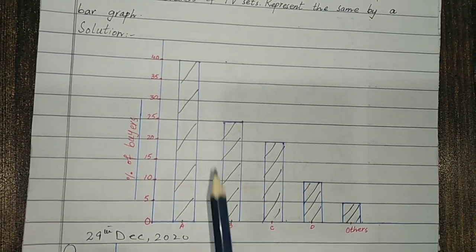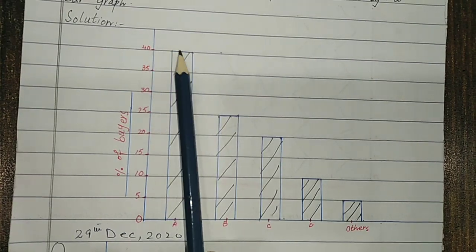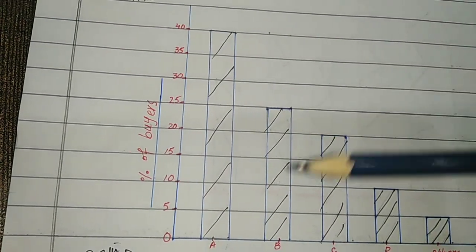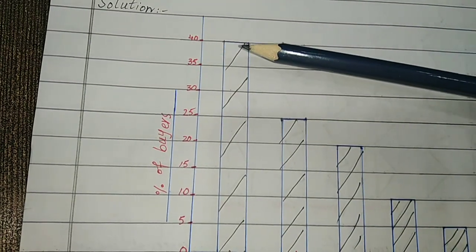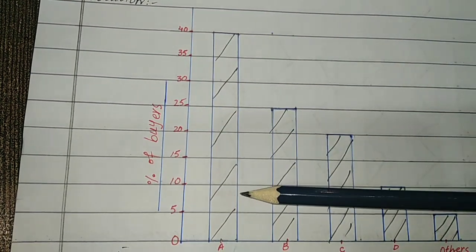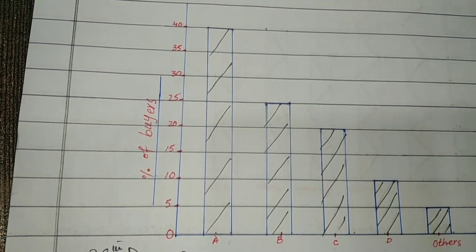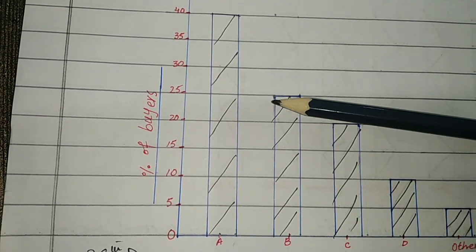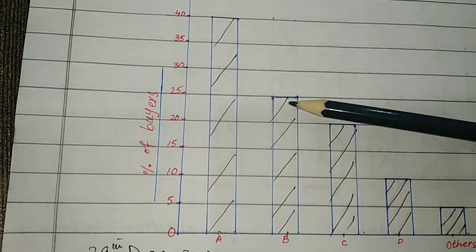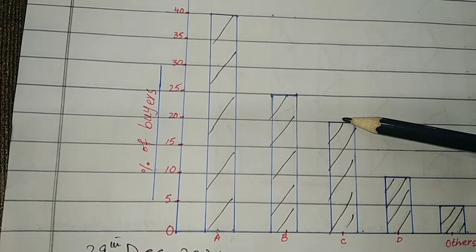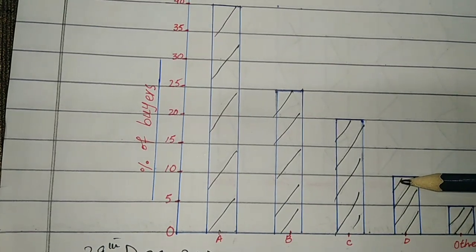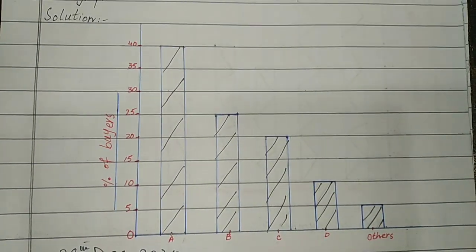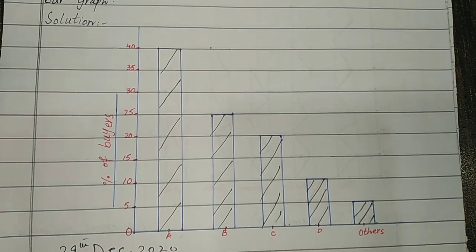So brand A has 40%, so we have to take the height of the bar to 40 and make a bar. B is 25%. So on 25 we have to make a mark and then make a rectangle. C is 20%, D is 10% and the others are 5%. So this is the bar graph of the given data.